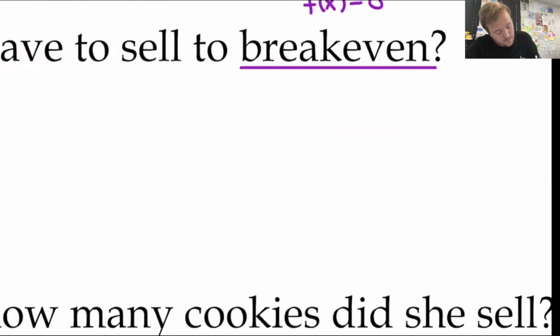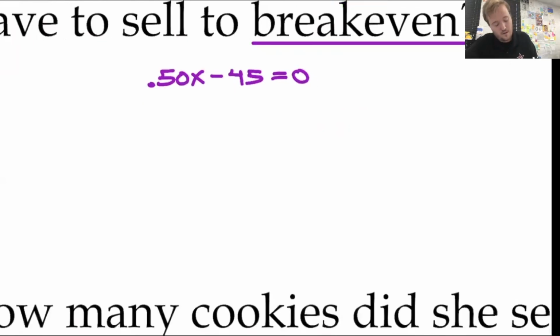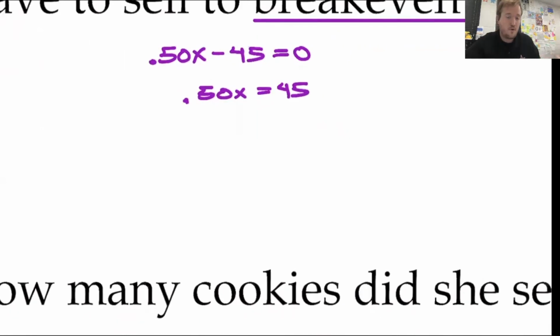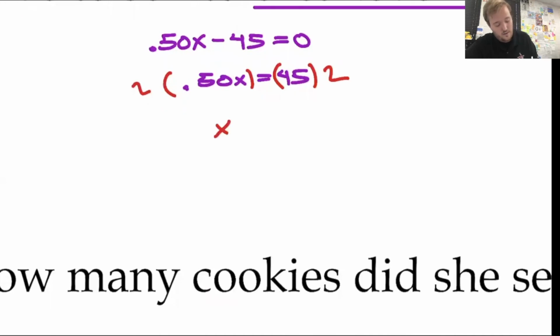Okay, so I have 0.50x minus 45. It's going to be equal to 0. So 0.50x, I'm going to add 45 on both sides. All right, so 0.5 is the same as 1/2. So I can multiply both sides by 2. So then I will have x equals 45 times 2, which is equal to 90. So 90 cookies to break even.